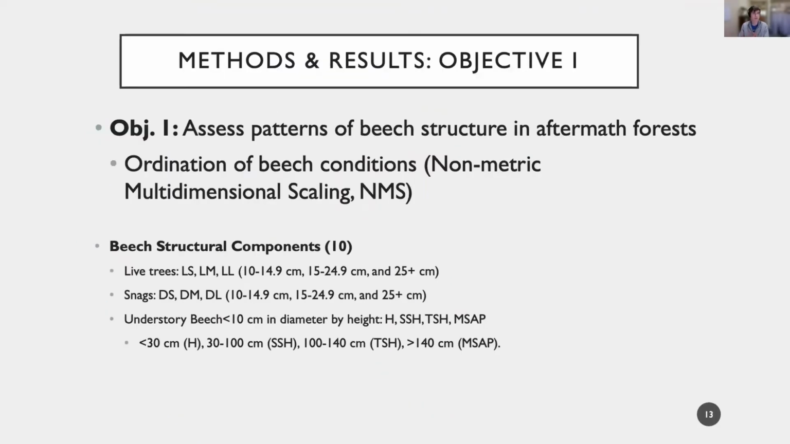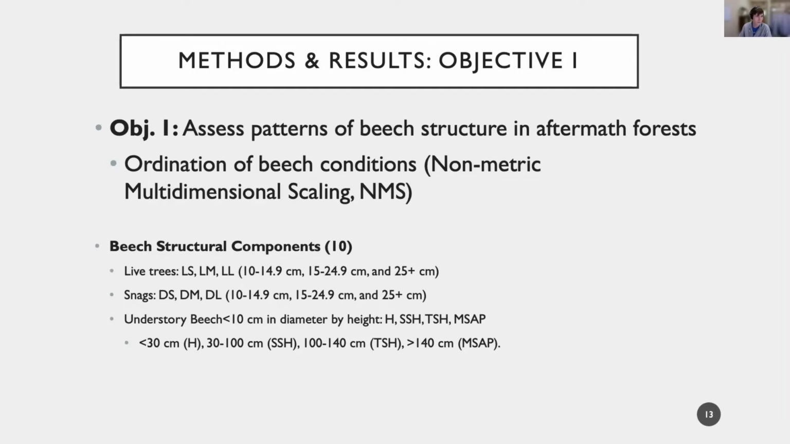So methods, we kind of came at this from two directions based on our objectives. So our first objective was to assess patterns of beech structure in aftermath forests. We did that using NMS or NMDS ordination method. And what we fed to that were beech structural components.